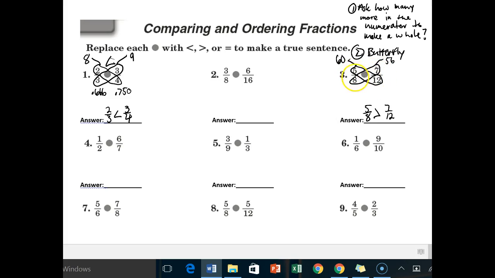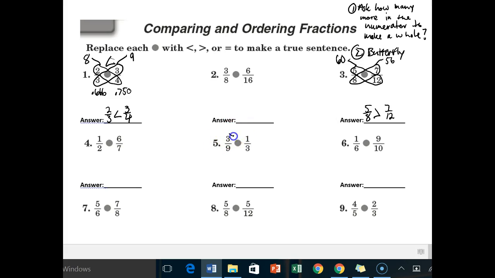Because I have fewer numbers to make a whole out of it, that means it's a bigger fraction, right? It means I have like 5 pieces of pizza left here, where I only have 7 out of 12. I've given 5 away. I got more pizza left in 5/8 than I do in 7/12.